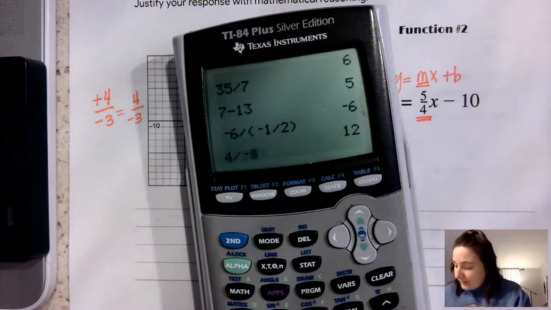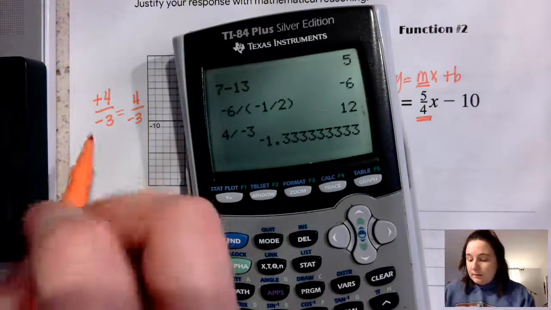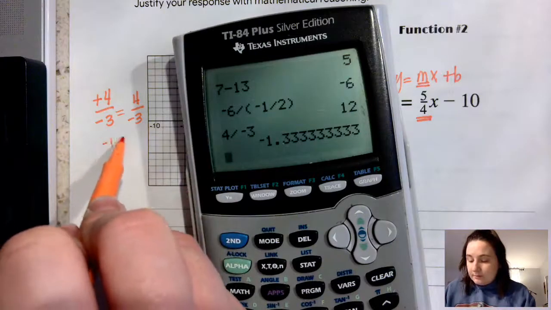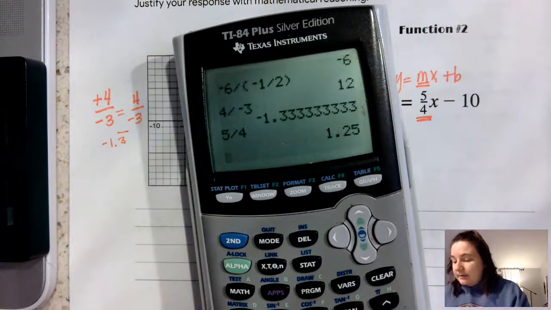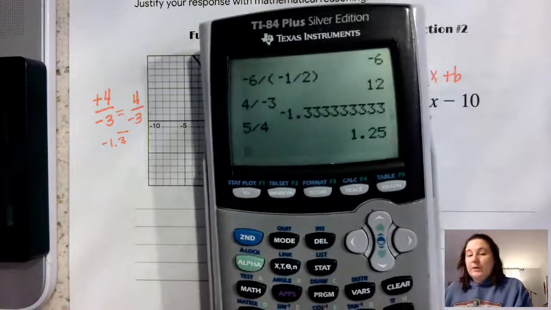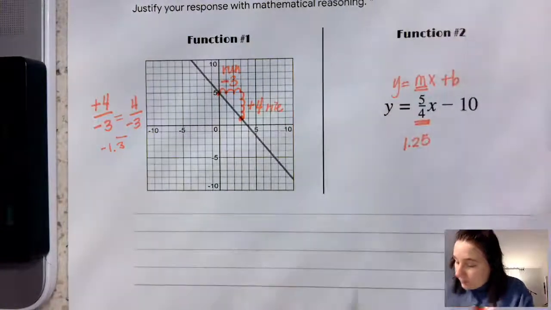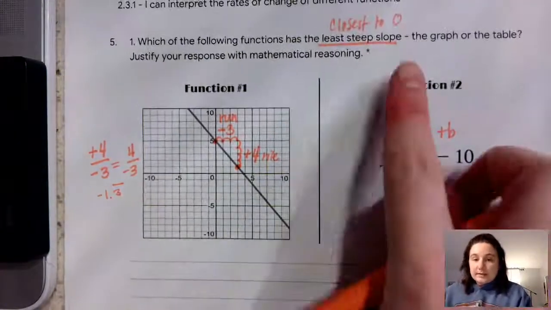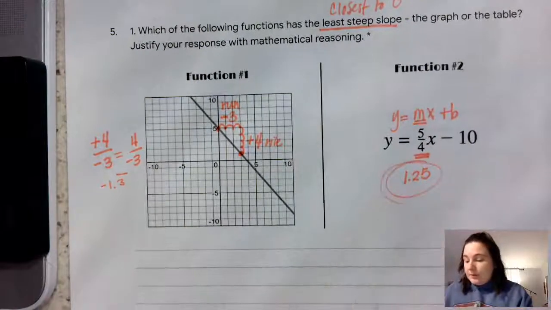So 4 divided by negative 3 is negative 1.3 repeating. Just write that down. And 5 divided by 4 is positive 1.25. Well, the closest to 0, so my little note to myself, the closest to 0 would be this one.